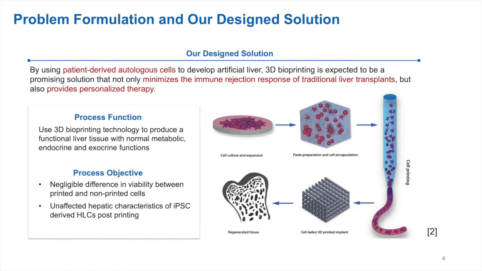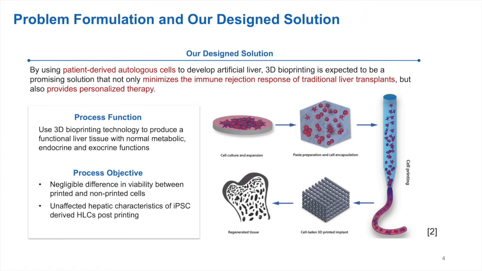As outcomes of current efforts are still suboptimal, scientists are investigating alternative methods such as tissue engineering to provide therapeutic development for liver diseases. 3D bioprinting, a subset of 3D printing or additive manufacturing, offers great potential to fabricate complex tissue constructs from biomaterials with high precision through a layer-by-layer building process. By using patient-derived cells to develop artificial livers, 3D bioprinting is expected to be a promising solution that not only minimizes the immune rejection response of traditional liver transplants, but also provides personalized therapy.